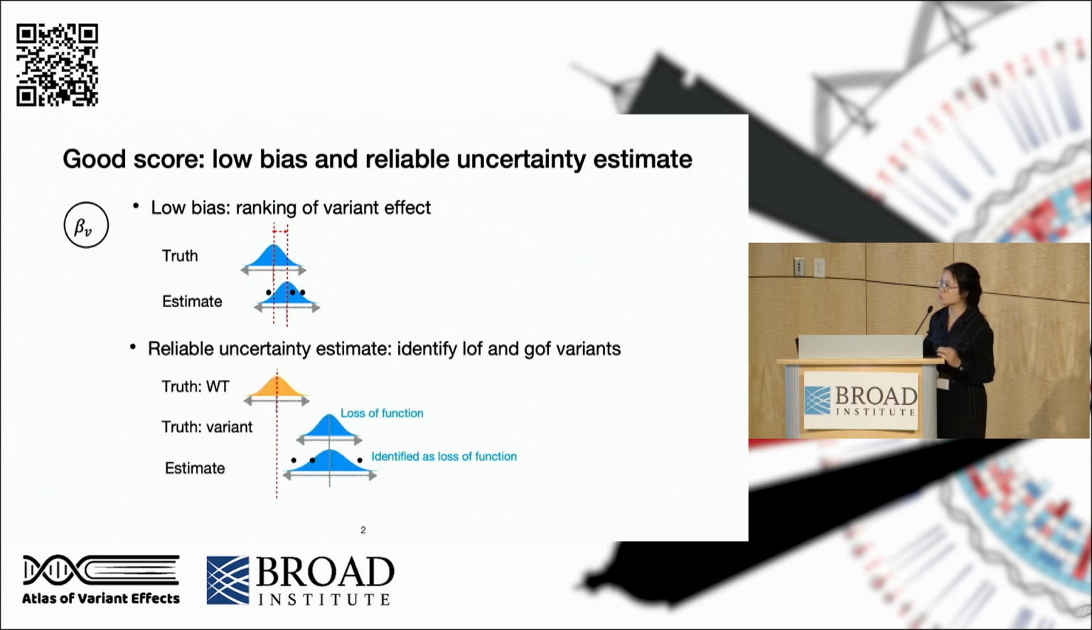The second is that you want a reliable uncertainty estimate, because essentially you want to identify these loss-of-function and gain-of-function variants, right? To do that, we need to do statistical hypothesis testing. If we don't have a good estimate of the uncertainty, it's really hard to say, statistically speaking, what the difference is between this loss-of-function variant and wild type. A good estimate should enable us to detect the loss-of-function and gain-of-function variants.